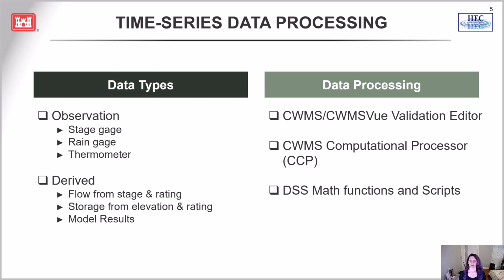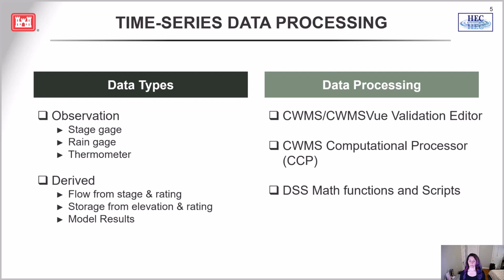Examples of time series from direct observation include river gauges, precipitation gauges, and thermometers, to give you stage, precipitation, and temperature. Examples of derived time series, utilizing those direct observations and computations, would be deriving flow from a stage and rating curve, or storage from an elevation and storage curve.